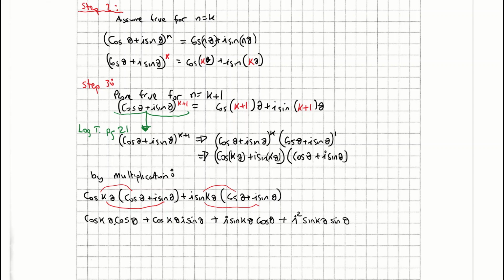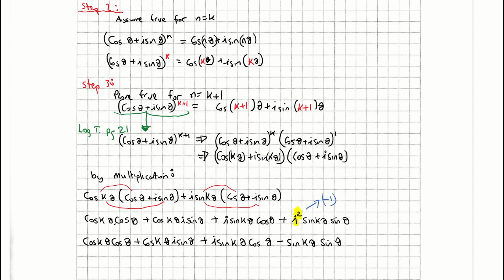Now I'm just going to basically do a little bit of tidying up. But before that, I'm going to deal with this I squared. And we know that I squared is the same as minus 1. So we know that I squared can be changed to minus 1. So I'm basically just going to rewrite this whole line. Cos k theta times cos theta plus cos k theta I sine theta plus I sine k theta cos theta. And now I'm changing the I squared to minus 1. So a plus multiplied by a minus will make this now become a minus sine k theta sine theta. Now you can put in minus 1 if you want, but I'm leaving out the 1.